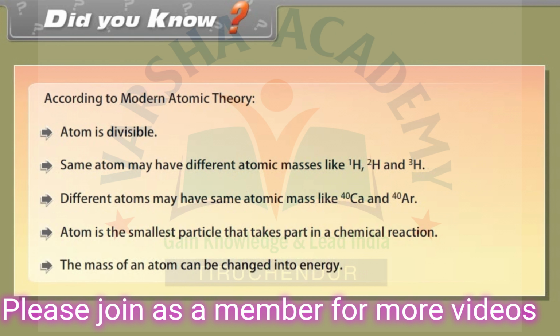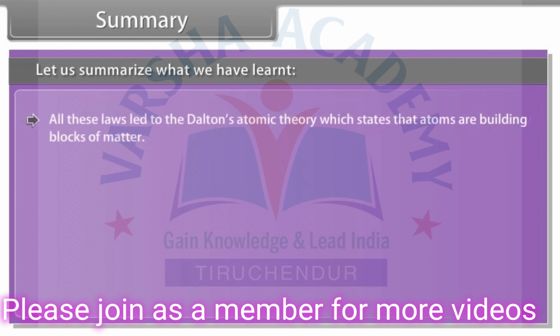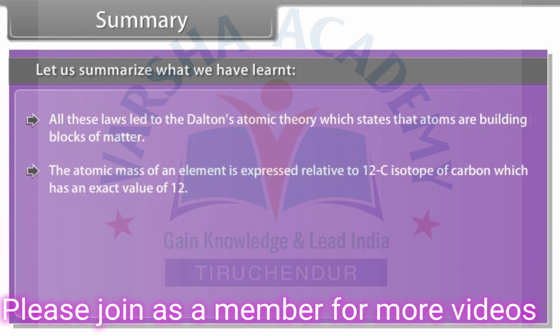Summary. Let us summarize what we have learned. All these laws led to Dalton's atomic theory, which states that atoms are building blocks of matter. The atomic mass of an element is expressed relative to the carbon-12 isotope of carbon, which has an exact value of 12.